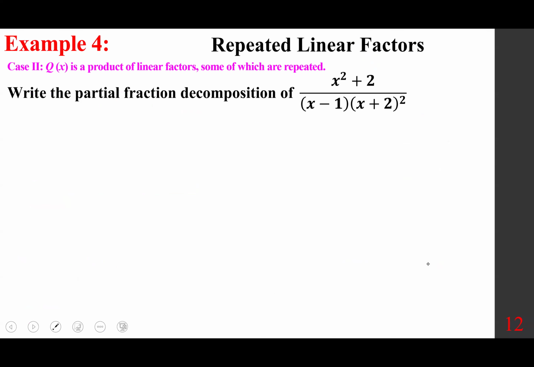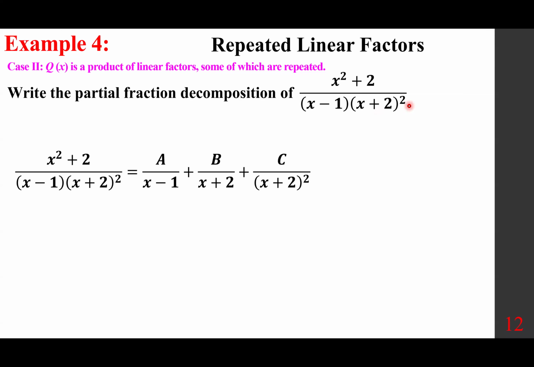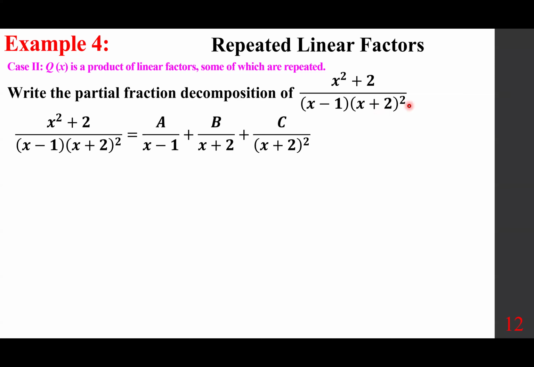Let's look at an example. Example 4, write the partial fraction decomposition of x squared plus 2 over x minus 1 times x plus 2 quantity squared. Here's case number 2. Q of x is a product of linear factors, some of which are repeated. This is being repeated. How do we deal with that? First of all, the denominator is already in factored form, so you don't have to worry about it. So you would write a over x minus 1, b over x plus 2, and because it has a degree 2, one more, c over x plus 2 quantity squared. That's the way it's going to work, everybody.